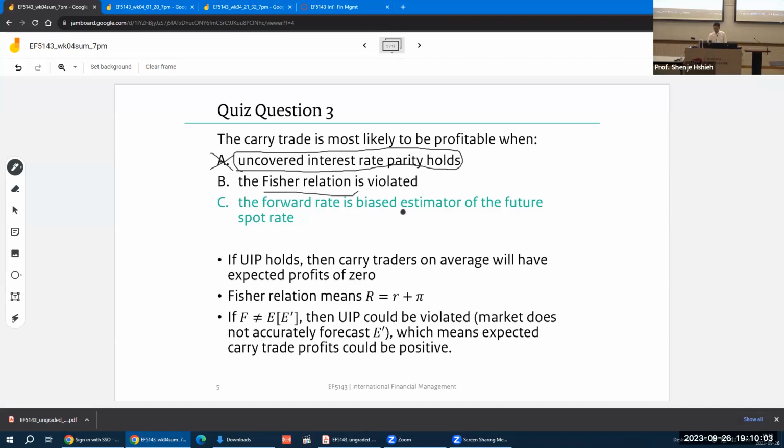The forward rate is a biased estimate for the future spot exchange rate. So remember what CIP tells you: R minus R star is equal to E hat minus E over E, the expected depreciation of the domestic currency equals the interest rate differential. But if you're looking at the forward rate and it's a bad approximation for E hat, then this most likely will not be an equality. It'll be something different if you're using forward rates to proxy for E hat.